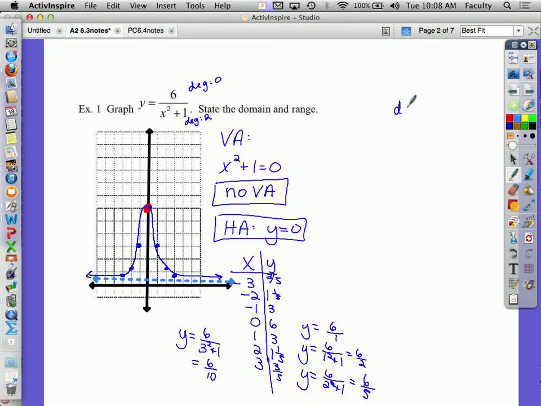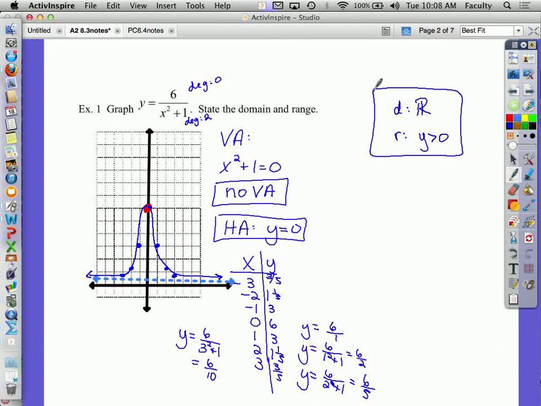Now let's talk domain and range. This graph goes forever left and forever right without lifting my pencil. So the domain is all real numbers. My range, what are the possible y values? Anybody want to try this? It's not everything because it never goes below the x-axis. It's y greater than 0. It's not greater than or equal to because it never touches the x-axis. So there's your domain and your range.